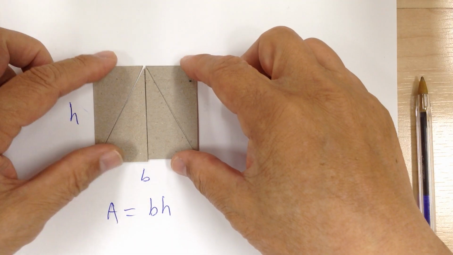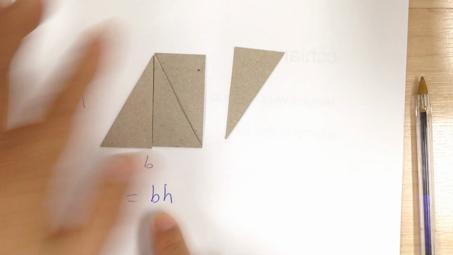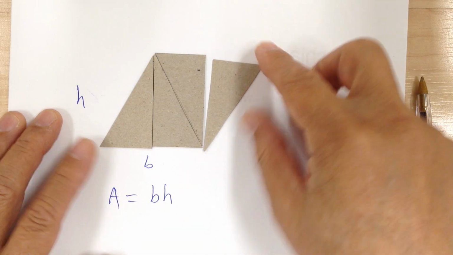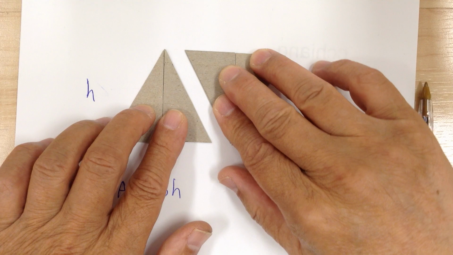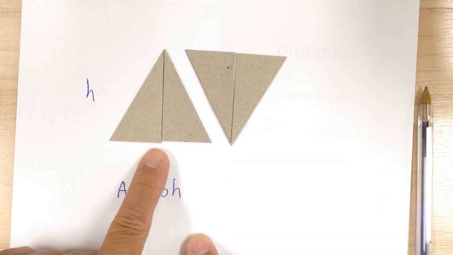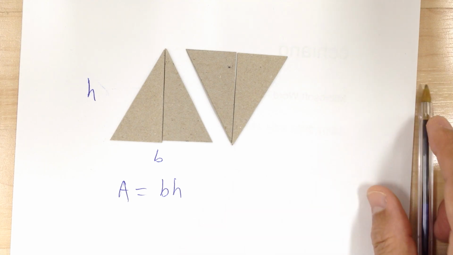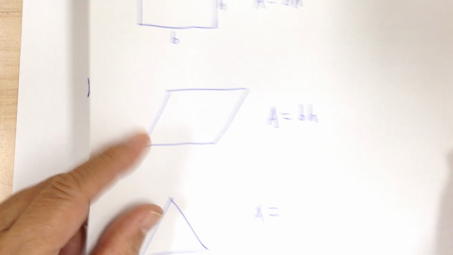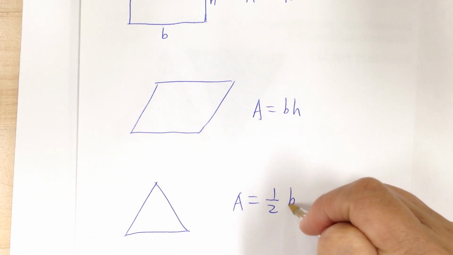Okay, so again, you start with the rectangle. Area is base times height. When you shift over, it becomes a parallelogram. Again, the parallelogram has the same area as that, right? But what happens if you separate this? If you notice, a triangle is half of the parallelogram. Therefore, the triangle is going to be 1/2 of the parallelogram, which is base times height.